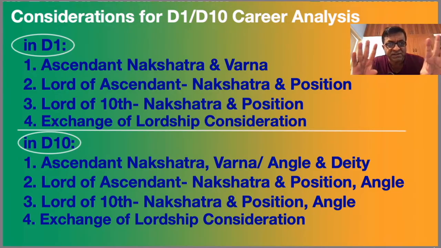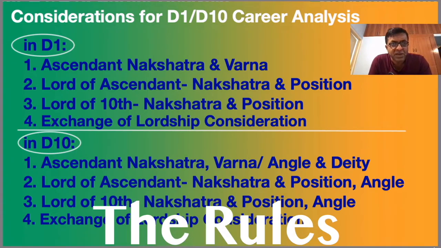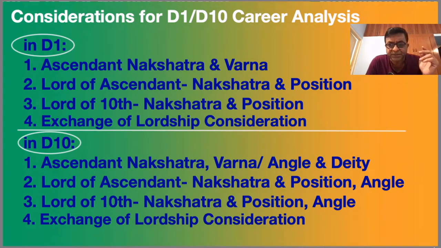So this introduction, I will stick it in each one of them. If you're seeing this for the second time or any other case, we just skip this part. Okay, these are the general rules we are considering. I'm not considering any other planets or any other points, just the ascendant and ascendant lord in D1 and in the D10 chart, and the 10th house lord nakshatra and position in the D1, and in the D10 plus the angle and the deity. Clear? Right, let's get into it.